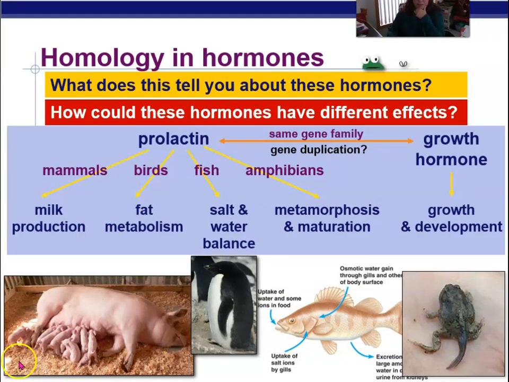There are some interesting studies going on with these different hormones, like, for instance, the hormone prolactin. You can find it in all these different animals, but it does different things. For mammals, it causes milk production, but in birds, fat metabolism. In fish, it helps regulate salt and water balance. And in amphibians, it's responsible for the process of metamorphosis and maturation. It's in the same gene family as growth hormone. So what does that tell you about these things? Well, evolution, right? Homologies means similarities, that these evolved from the same gene family, maybe involving gene duplication to get them.